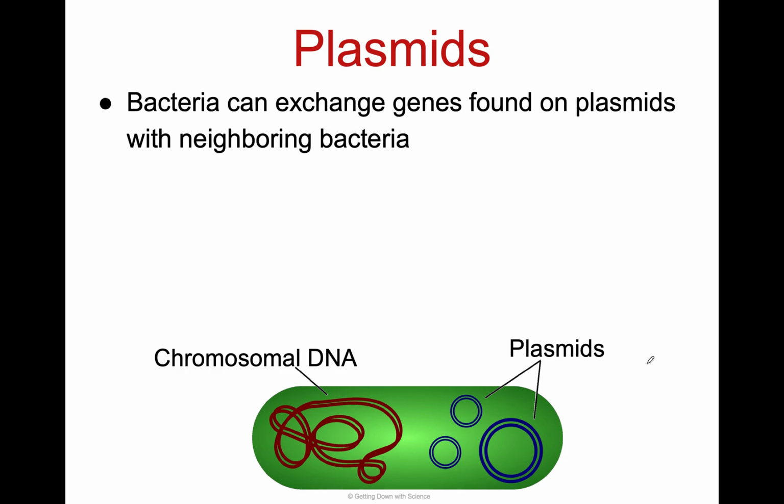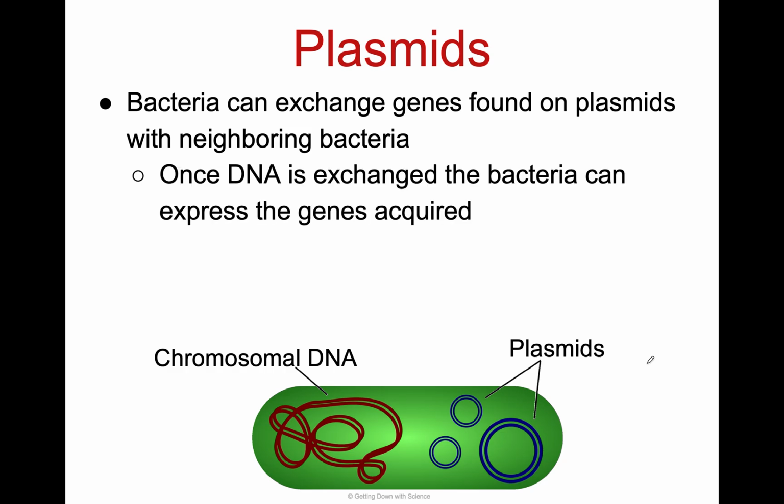Awesome. Bacteria can exchange genes found in plasmids with neighboring bacteria. So this is Dr. Bassler's experiment that we did with the quorum sensing. So this is how bacteria can really easily communicate with each other. They'll have these communication signals in the plasmids, and they'll be able to exchange it back and forth. So DNA can be exchanged through these plasmids.